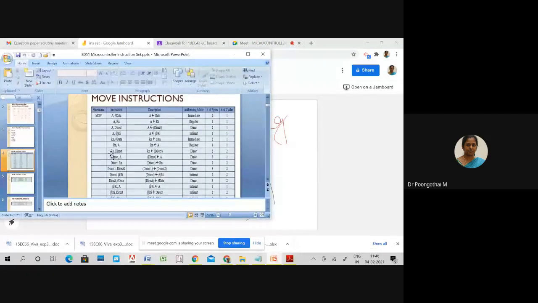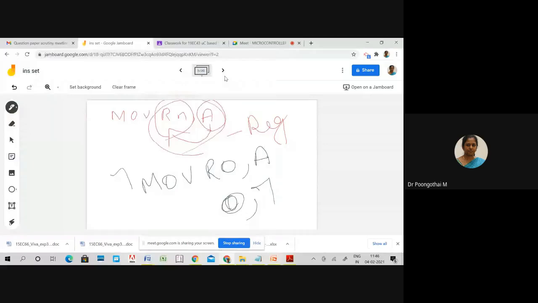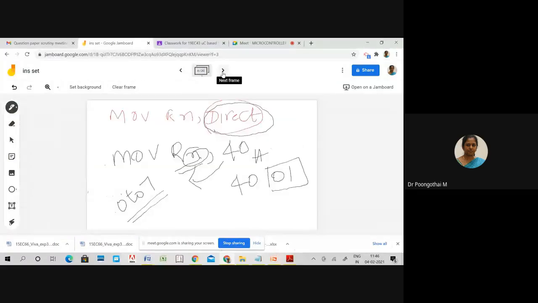So what is the next one? MOV Rn, direct. So what is the purpose of MOV Rn, direct? We can directly specify the internal RAM address. So the content of the internal RAM address is transferred to your register. Okay. So you can specify your internal RAM memory address here.